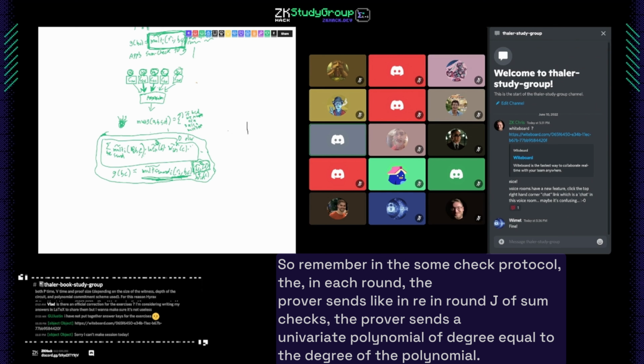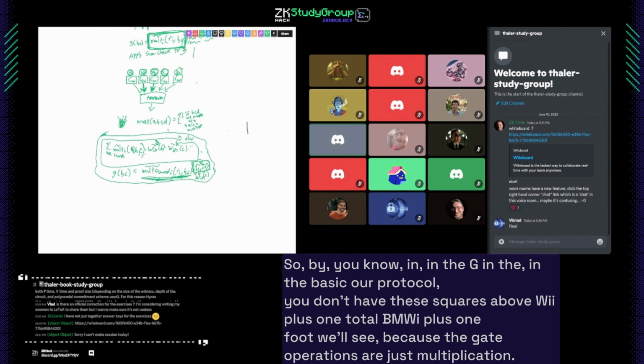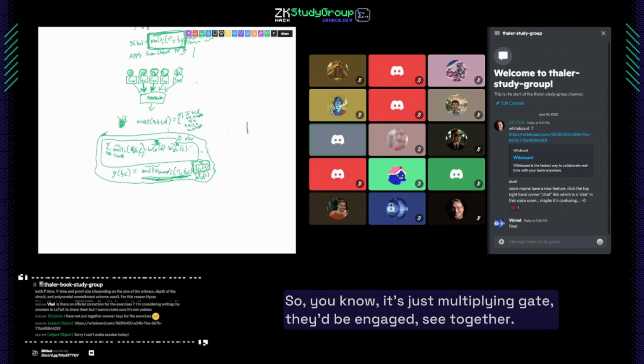Great. So remember, in the sum check protocol, in each round, in round J of sum check, the prover sends a univariate polynomial of degree equal to the degree of the polynomial sum check is getting applied to in the jth variable. Okay. So in the basic GKR protocol, you don't have these squares above Wi plus 1 twiddle B and Wi plus 1 twiddle C because the gate operations are just multiplication. So it's just multiplying gate B and gate C together.